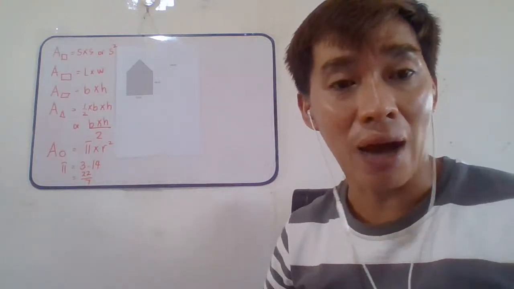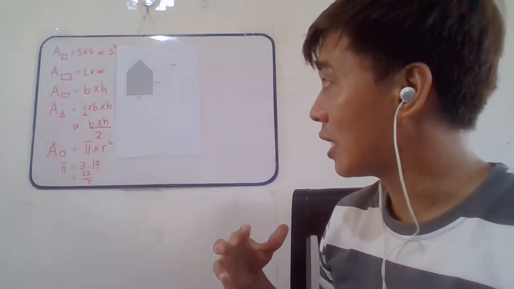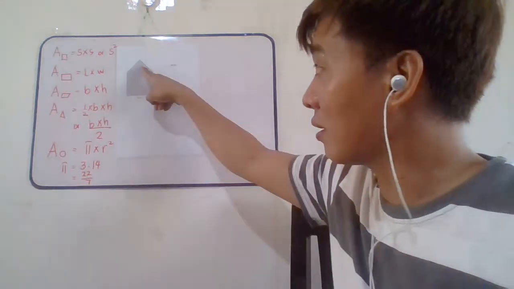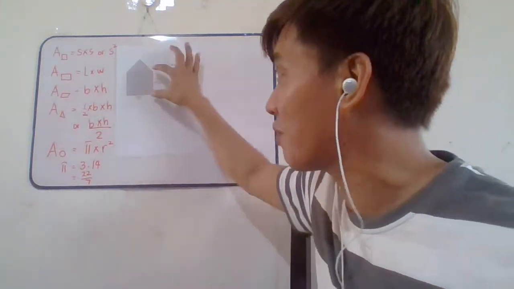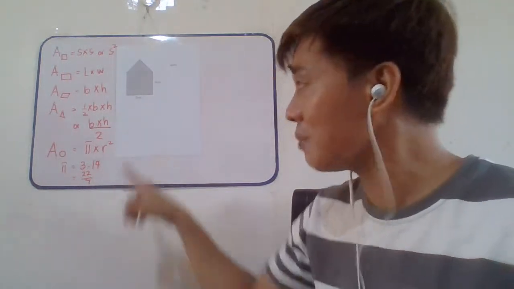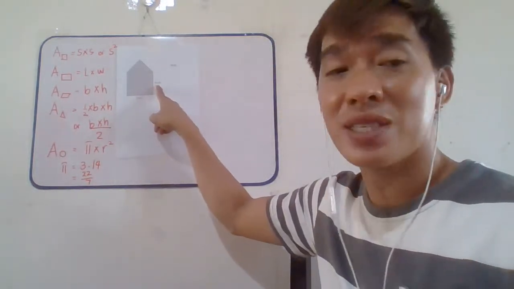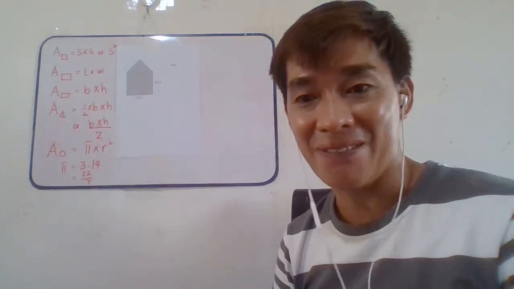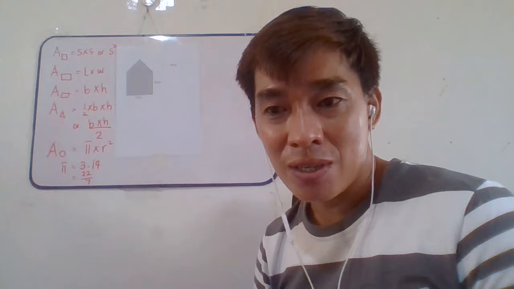Actually, it looks like a house, but this figure is composed of a triangle at the top and, I think, a rectangle below. It's a rectangle because one side is 5 and the other side is 6. So the two sides are not equal, which makes it a rectangle.